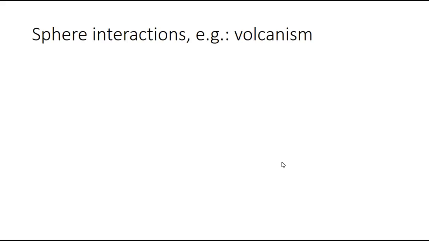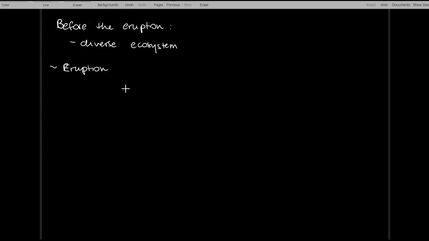So I do want to go through an example of how there are interactions between different spheres, looking at volcanism. So we can start by saying that before the eruption, you can have an excellent, diverse ecosystem, right? That ecosystem will have a lot of different plants and animals living there. Then we can have the eruption itself, right? And as you could imagine, the eruption will have an impact on the land and the population that's surrounding that volcano.